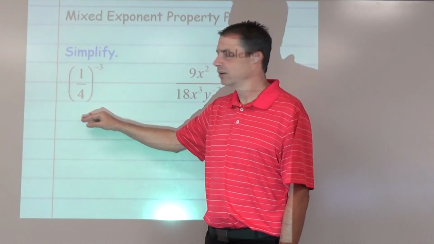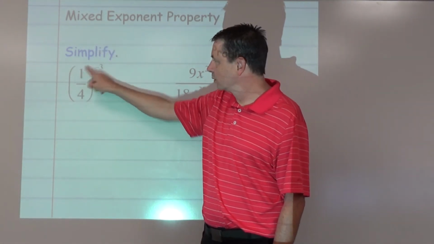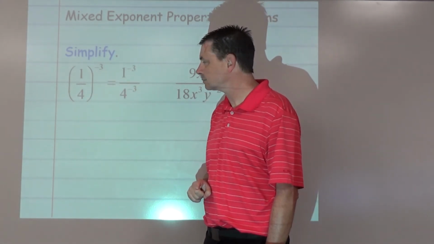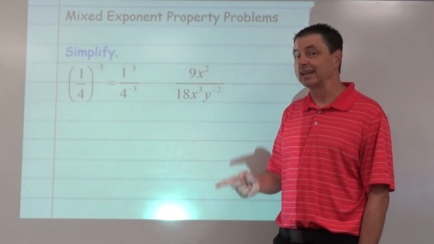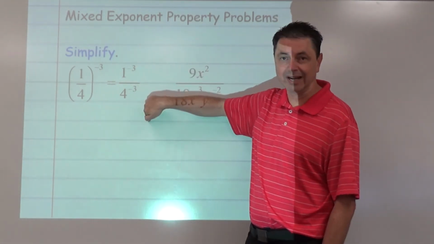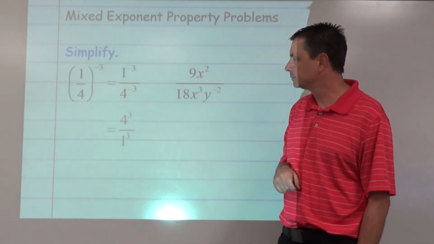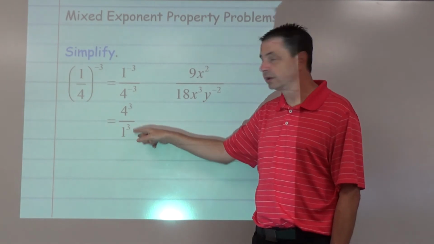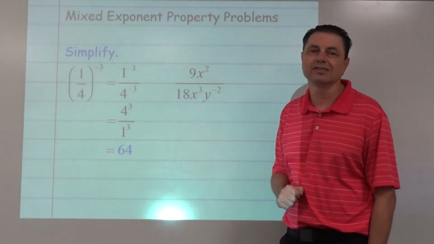First one, we're dealing with a quotient raised to a power. So we take the numerator and raise to that power, the denominator and raise to that power. Then comes the negative exponent property. If it has a negative exponent, it's going to level change. So the 1's are going to go to the bottom, turn the exponent positive. 4's go to the top. 4 to the 3rd power is 64. 1 to the 3rd power is 1. 64 divided by 1 is our answer, 64.